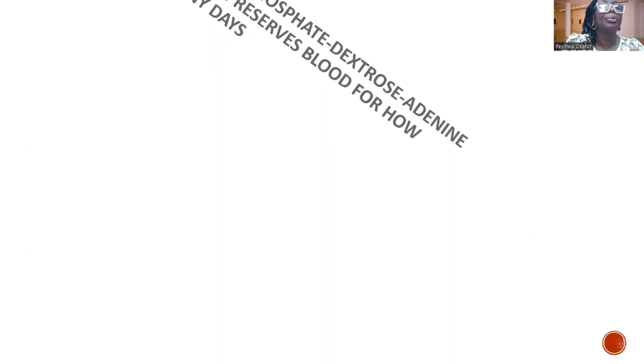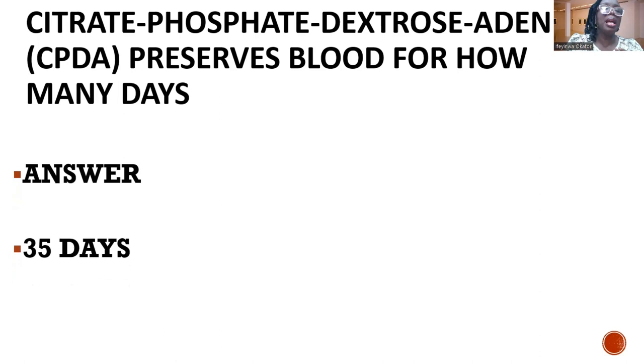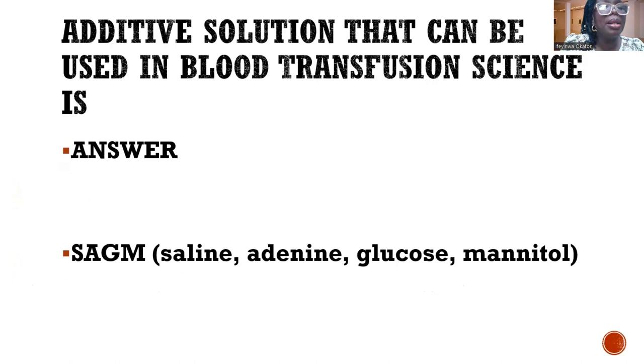Citrate phosphate dextrose adenine preserves blood for how many days? Answer, 35 days. CPDA preserves blood for 35 days. Additive solution that can be used in blood transfusion science is, answer, SAGM. And SAGM means saline adenine glucose mannitol. Saline adenine glucose mannitol, SAGM.